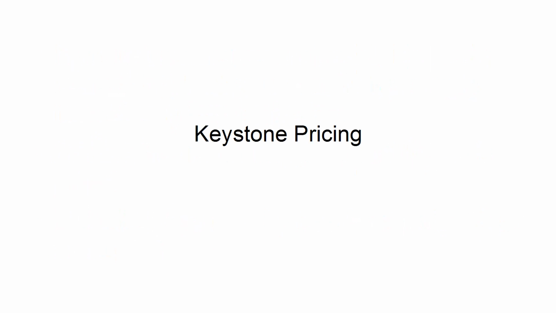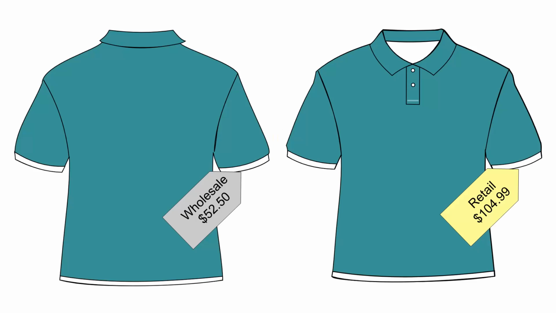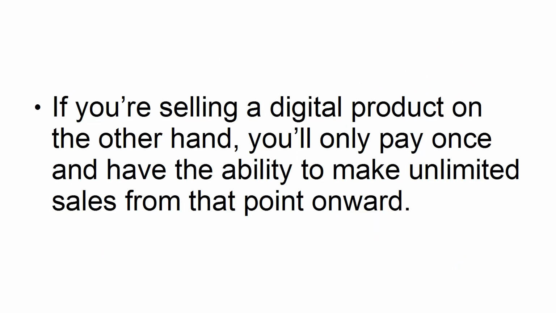Were you selling a physical product as a reseller, then you might use a pricing strategy called keystone pricing. This means that you charge twice the amount you pay for it when buying it from wholesalers. While this is fairly standard, it only works if each individual unit has a cost associated with it. If you're selling a digital product, on the other hand, you'll only pay once and have the ability to make unlimited sales from that point onward.